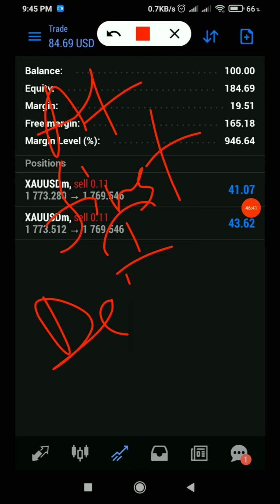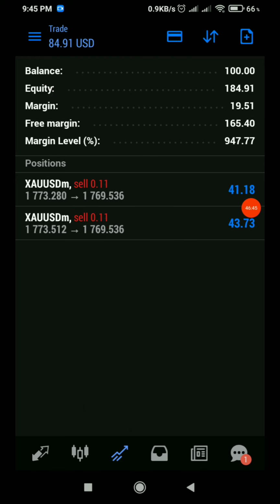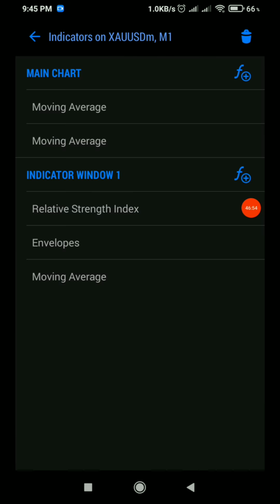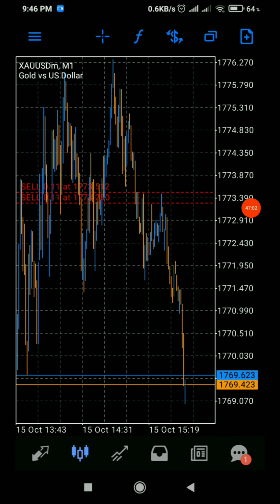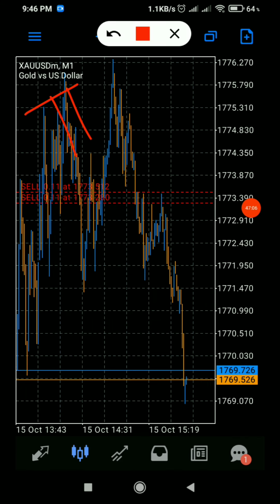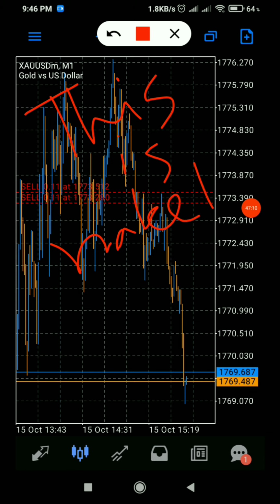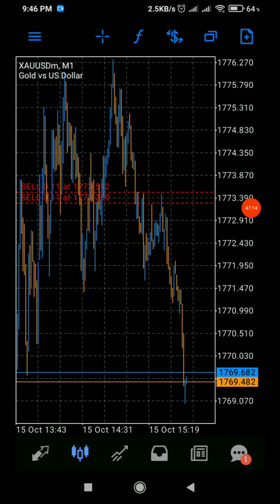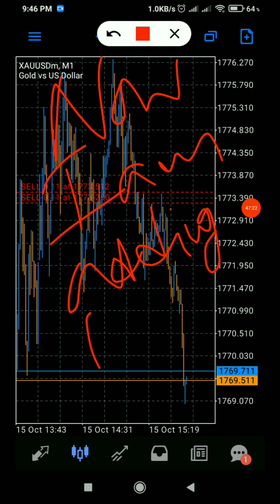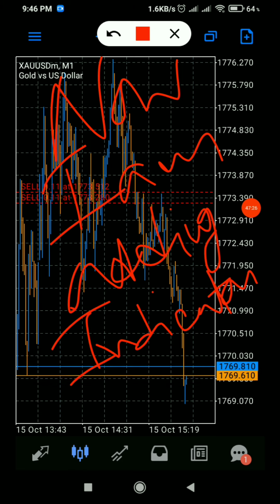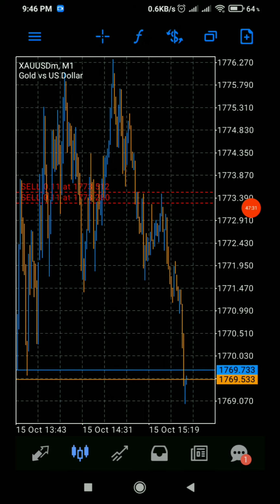So at first I'm deleting all the indicators. I'm selecting all the indicators and deleting. So here you see the naked chart. There are no indicators right now. So now I'm adding indicators freshly, so pay attention.